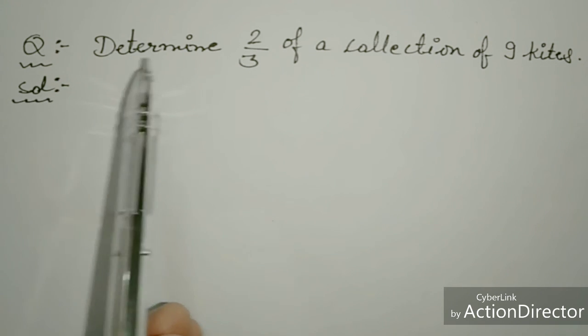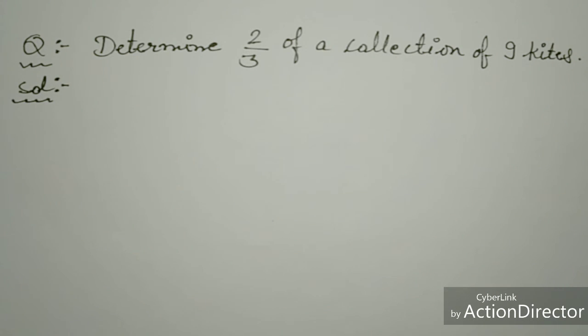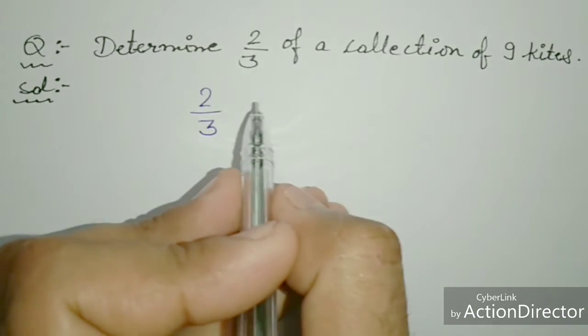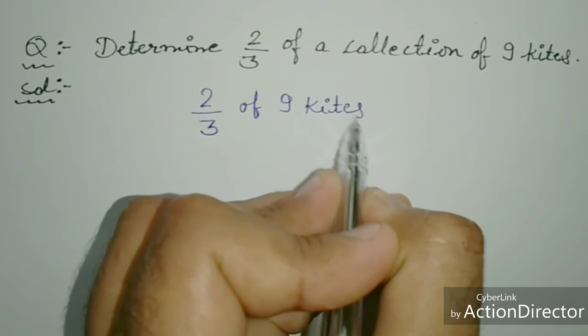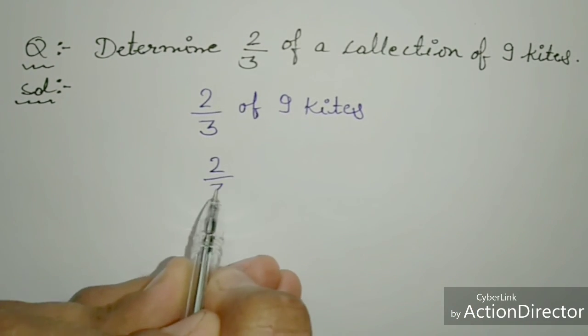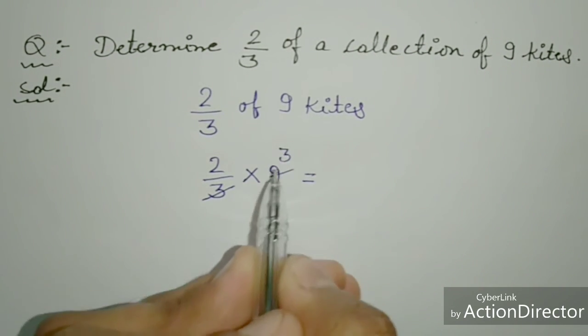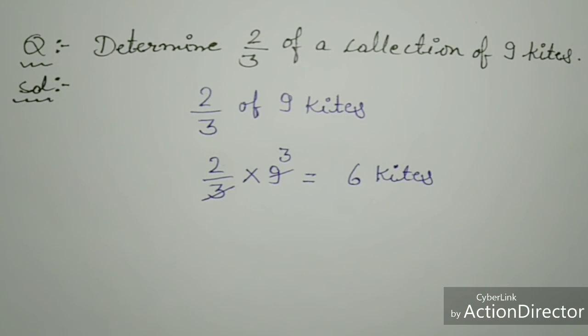Here I solve some examples related to fractions. In this example, determine 2 upon 3 of a collection of 9 kites. It means we find 2 upon 3 of 9. So how can we find it? We write 2 upon 3 of 9 kites. So we write here 2 upon 3 multiplied by 9. 3 3s are 9, 3 2s are 6, 6 kites. So 2 upon 3 of 9 kites is 6 kites.